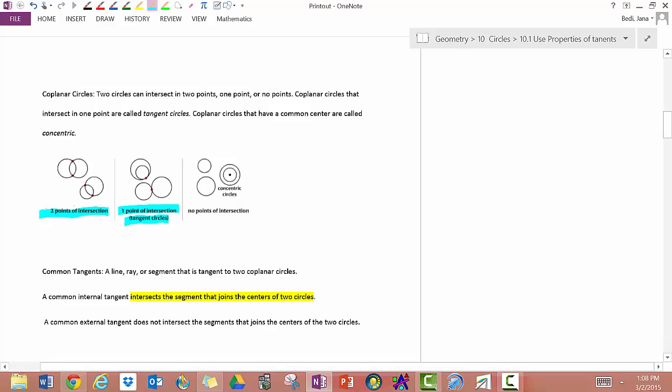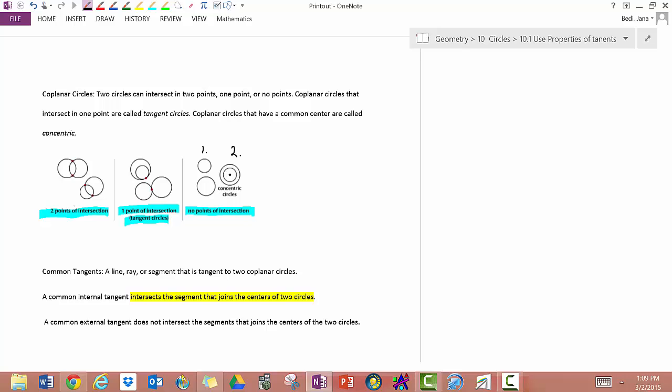When there are no points of intersection, you have two different situations. You either have concentric circles, so this is situation 1 and this is situation 2. In situation 1, the circles don't touch at all. They're not within each other. And in situation 2, concentric circles are circles with the same center but different radii.